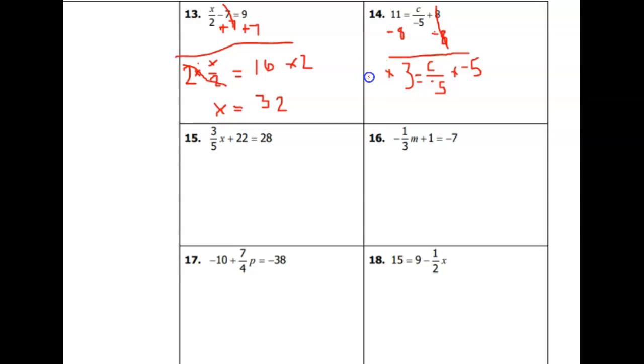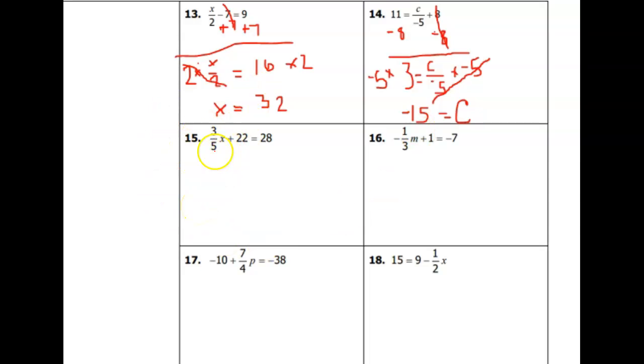Now on the right side, the negative 5's are going to cancel out. So I'm just left with c by itself. On the left side, I'll have negative 5 times 3. Well, that's negative 15. All right, guys, let's go on to 15.